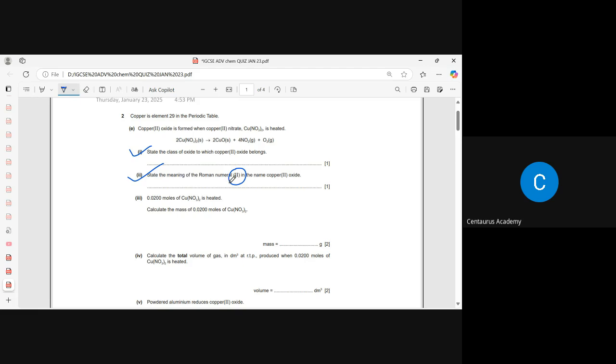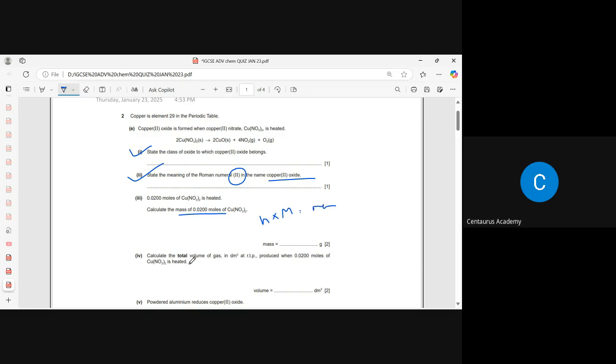They did not ask you to state the meaning of the Roman numeral, but they asked in which context? In this context, what is copper in copper(II) oxide, in the name copper(II) oxide. So you have to mention completely that it is the oxidation number or oxidation state of copper, that is +2. Okay. Then this was also easy. Mass of this number of moles. Mass is equal to moles times the Mr, the molar mass, right? So this has to be mass in grams, right?